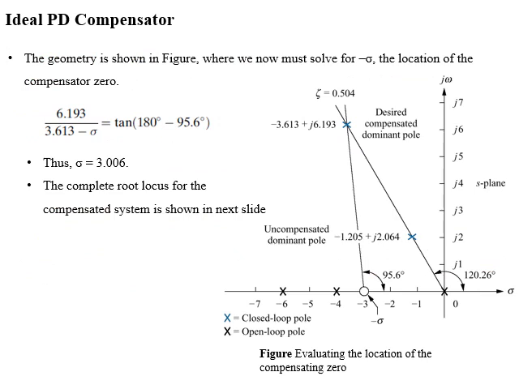Students, now using the geometry given in the figure, we will find the value of sigma, which will be the location of compensator 0 with angular contribution of 95.6 degrees. Solving the trigonometry, we found that sigma equals 3.006, and the complete root locus for the compensated system is shown in the next slide.